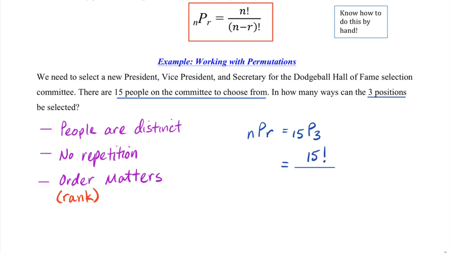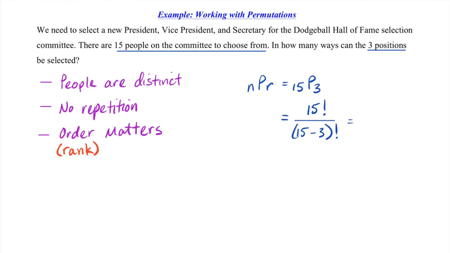That means we have 15 factorial divided by our quantity, 15 minus 3 factorial, substituting our values for n and r, just based on the formula that we have for nPr. And if we're okay with that substitution, that means we're trying to find 15 factorial divided by 12 factorial. Now it depends on how much your instructor asks you to show.